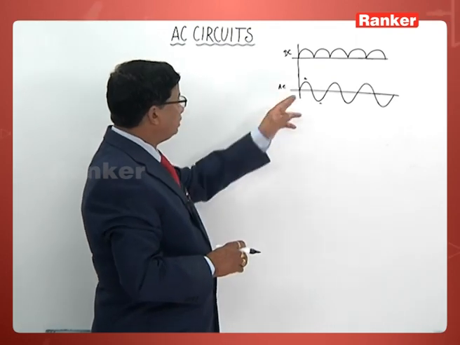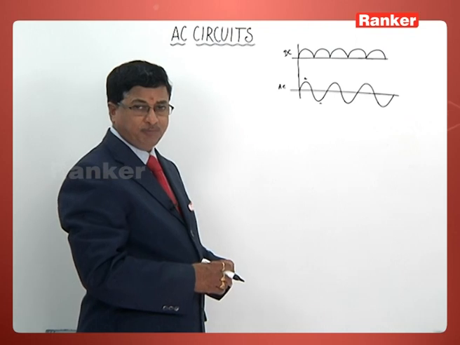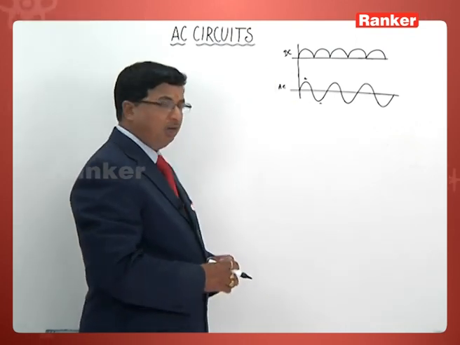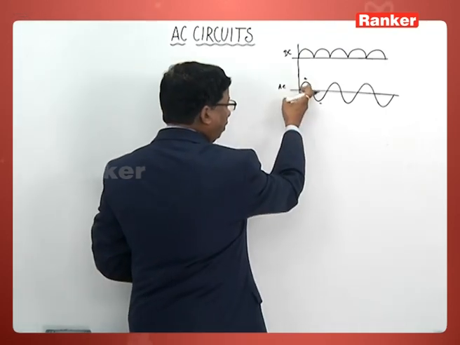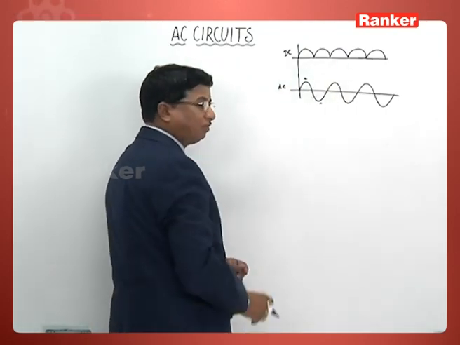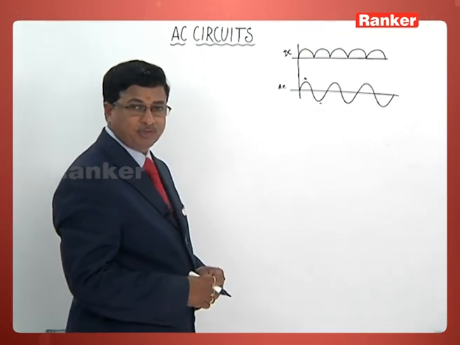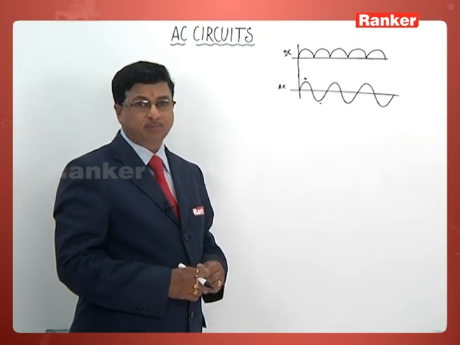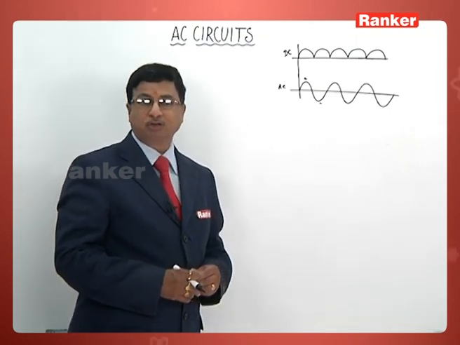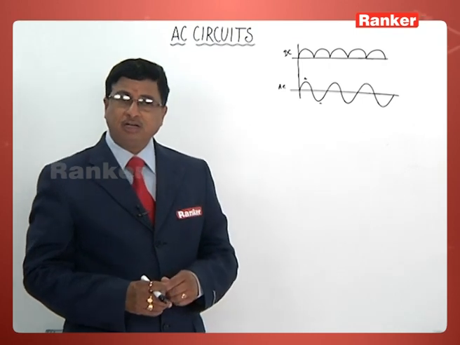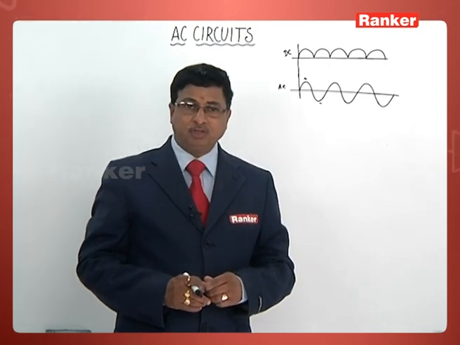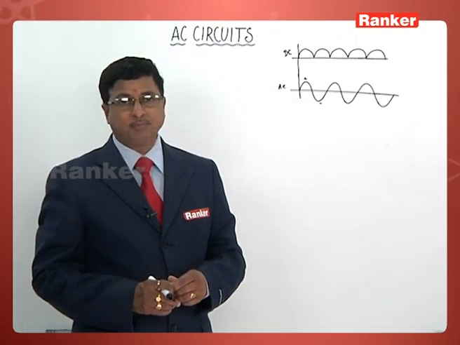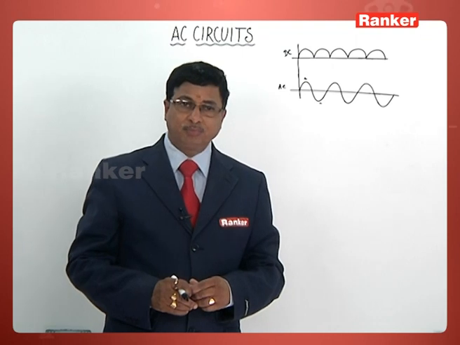So the major difference in terms of graph between DC and AC, we can show this way. At regular intervals, the polarity is going to be varied in the case of alternating current, whereas in the case of direct current, no change in polarity is going to be observed. And alternating current or alternating EMF, we can represent in terms of a sinusoidal waveform or a cos function as well.